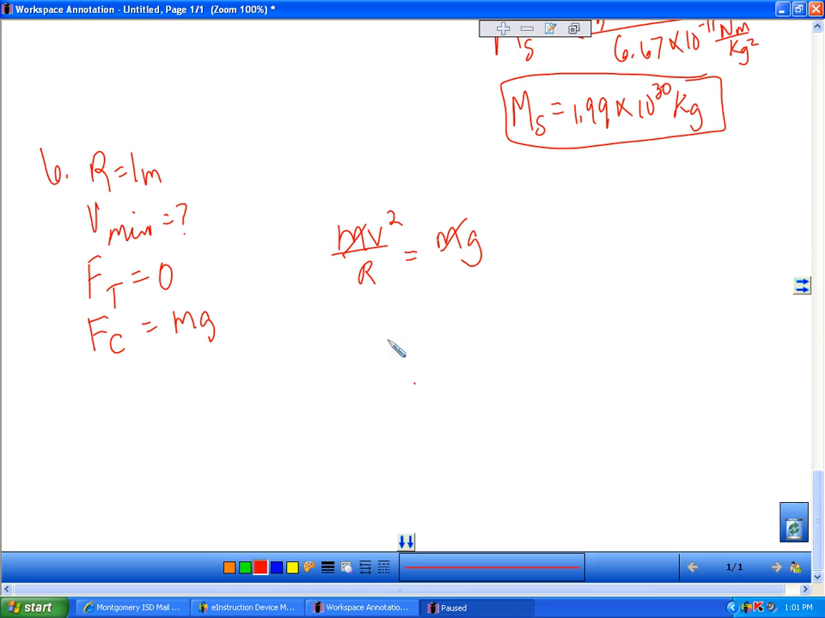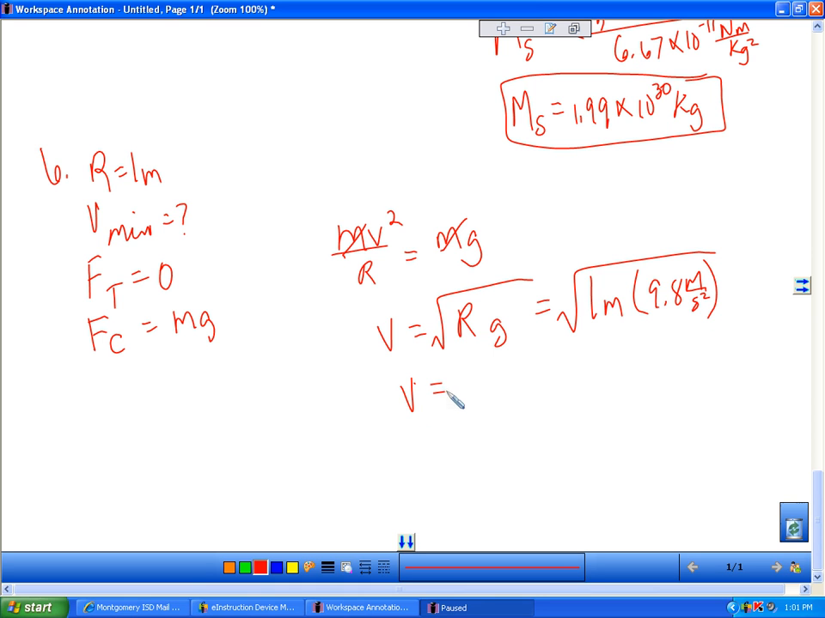So since there is no tension to worry about, I can say that v is simply the square root of rg. So that's why they didn't need to give me much information. So I have 1 meter times 9.8 meters per second squared. And I want to take the square root of that. So v is going to be equal to 3.13 meters per second.